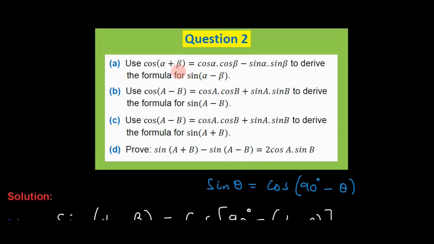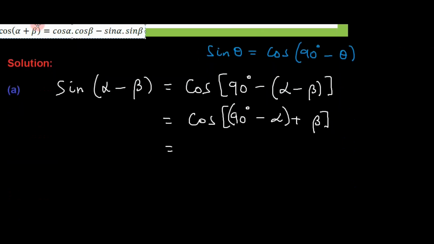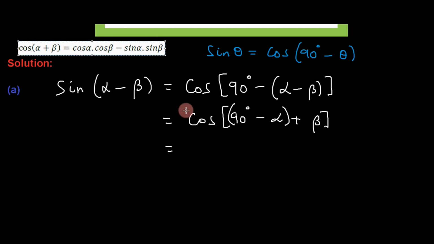We were given the cos expansion for alpha plus beta. So let's just copy this. So we don't have the cos of alpha plus beta. We have the cos of 90 degrees minus alpha plus beta. So instead of an alpha here, we have 90 degrees minus alpha. So then applying this expansion to what we have on the right-hand side here, we merely have to replace alpha here with 90 degrees minus alpha.